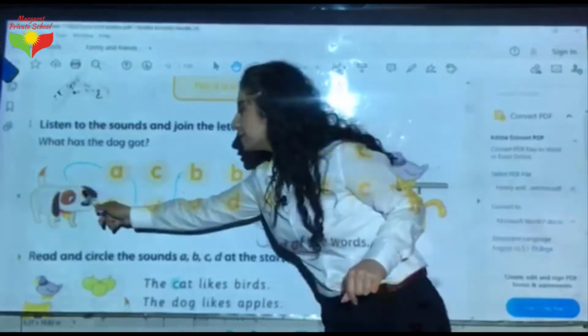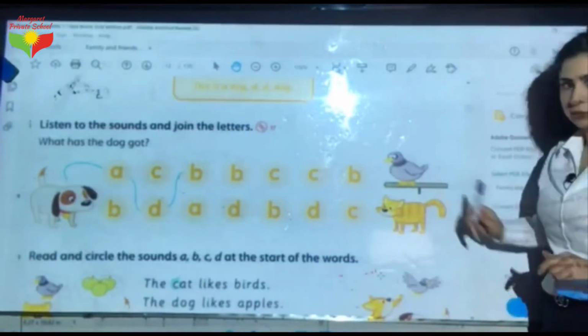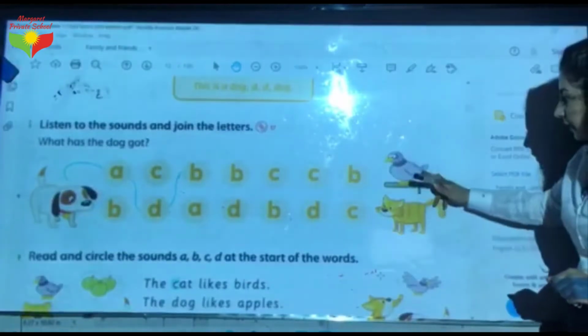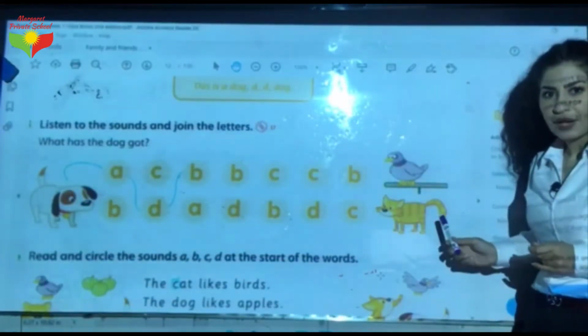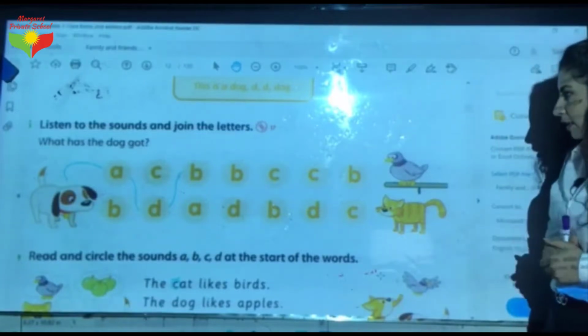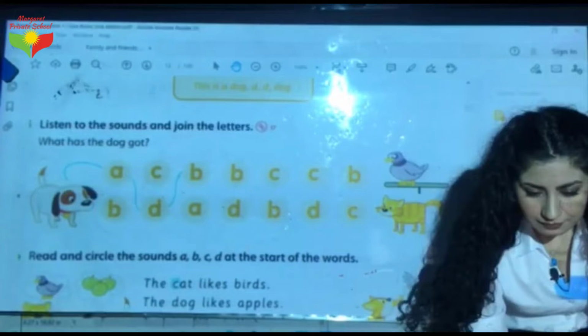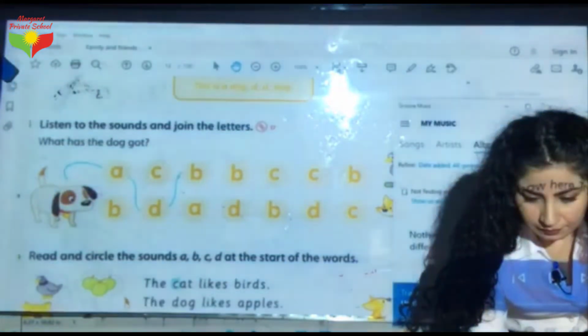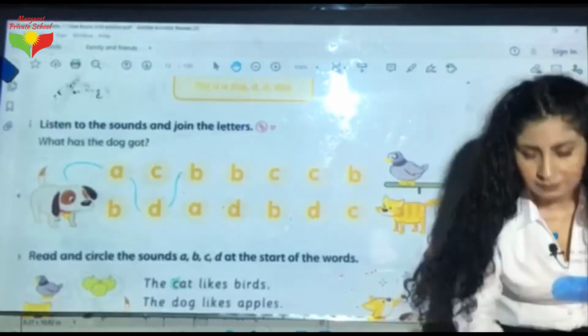We have this dog. This dog wanna get one of these animals. He wanna play with him. Okay? Now let's listen to it. 17. Listen to the sounds and join the letters.